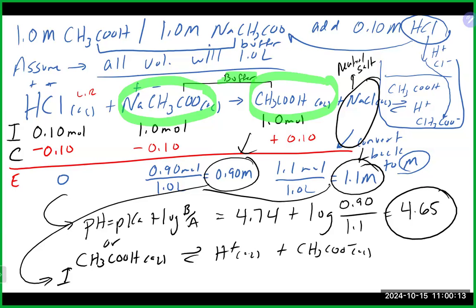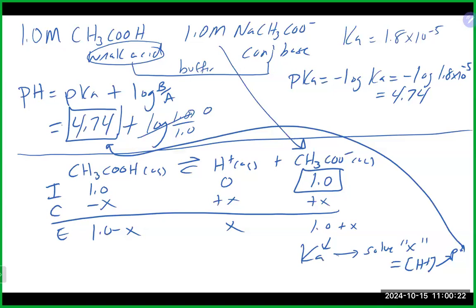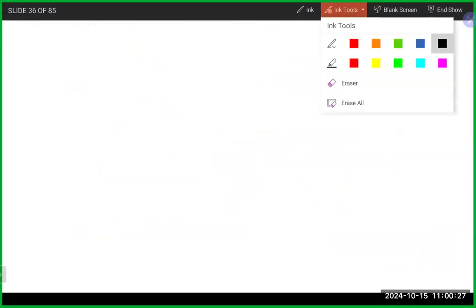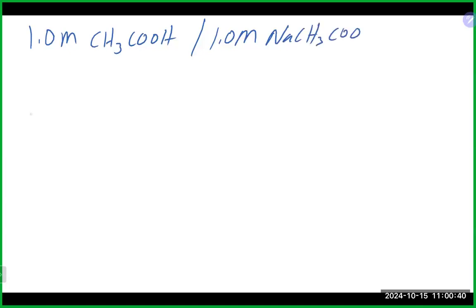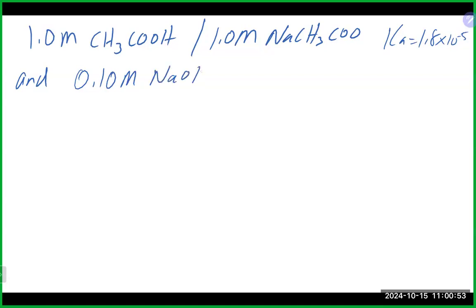So let's say, for example, to illustrate the idea, what would happen if we took this same buffer here, and obviously our same Ka value. And we were going to add our 0.1 molar sodium hydroxide, right? And in this case, we're going to still keep all volumes at 1 liter, just to make it easier for the numbers. In this case, when we add the sodium hydroxide, which is a base, to our buffer, it is going to react with the acid part. And we will need to do an ice table to see what happened.